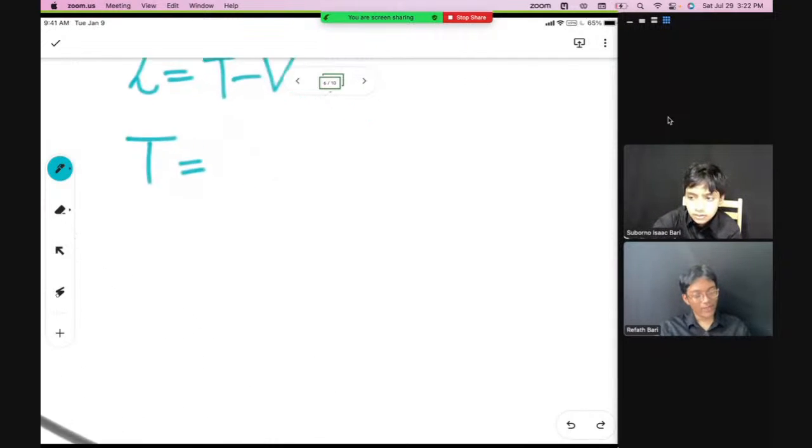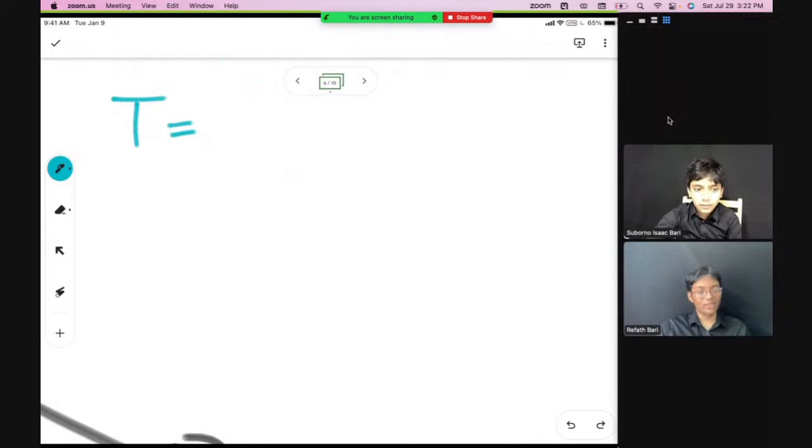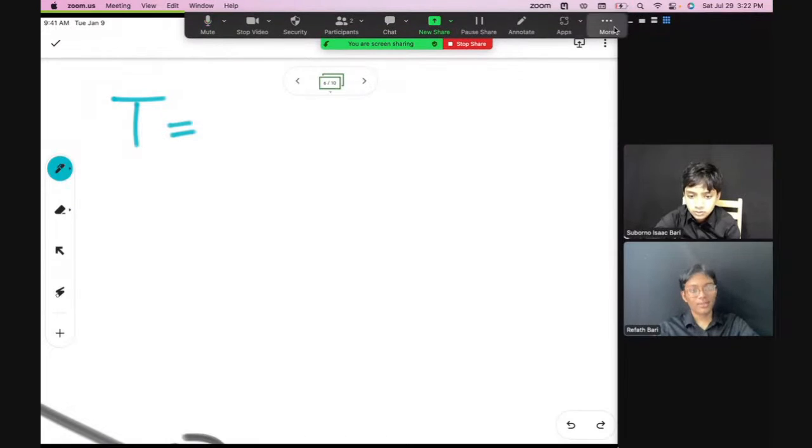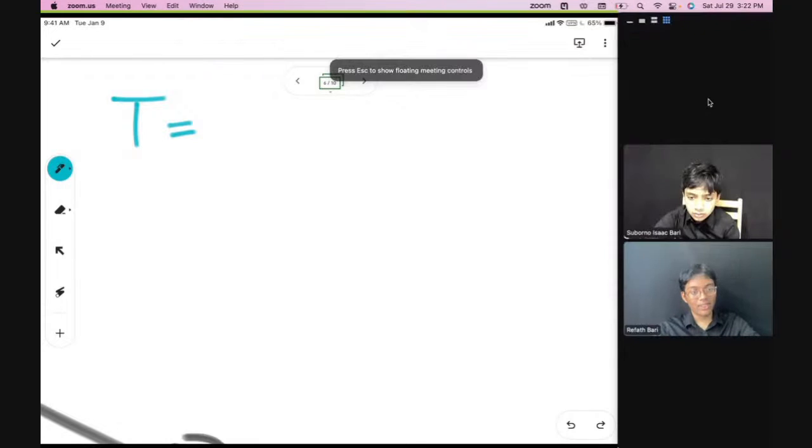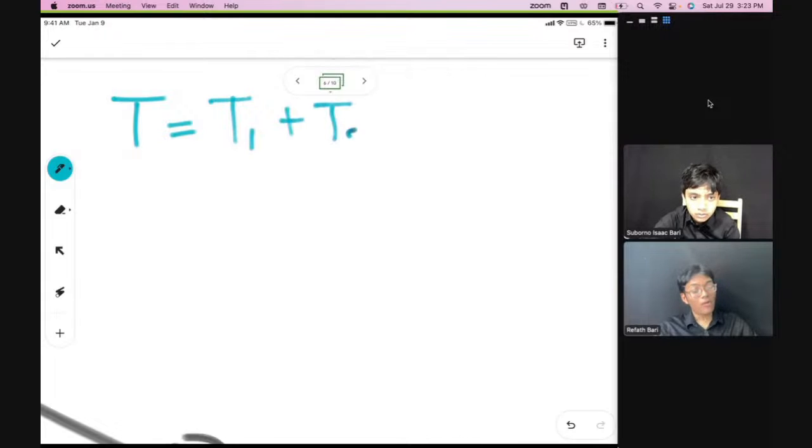What should I write if I want to have two separate kinetic energies? You could write T1 and T2. Okay, so let me do that. T1 plus T2. If you really want to write on my screen, then you can annotate on Zoom. That's much better. But of course, you'll have to erase when I tell you to.